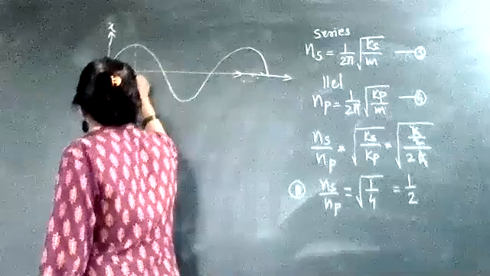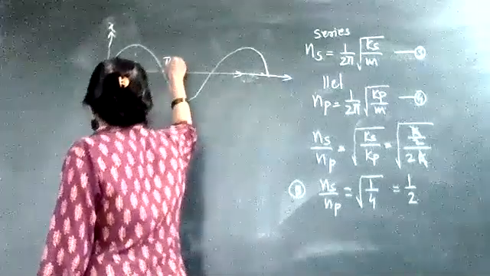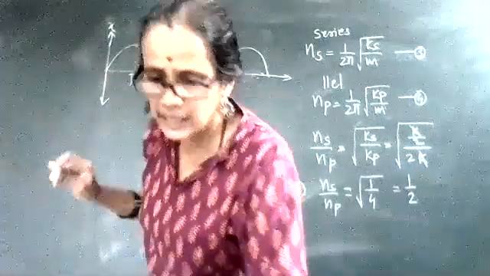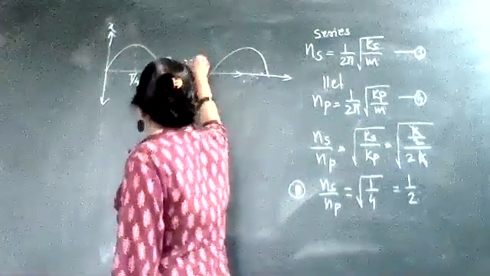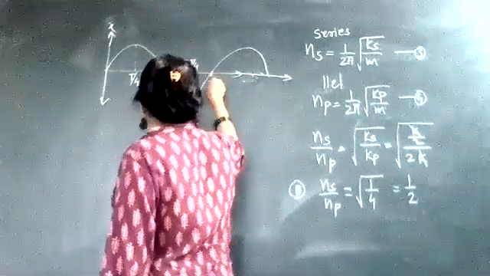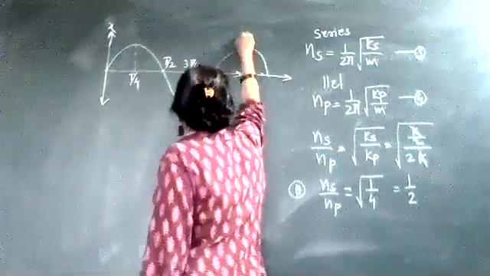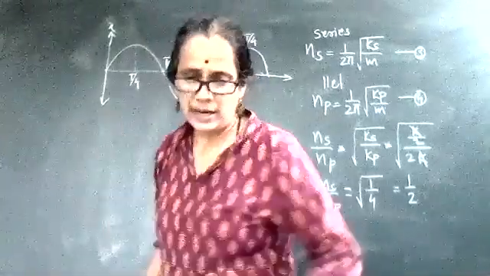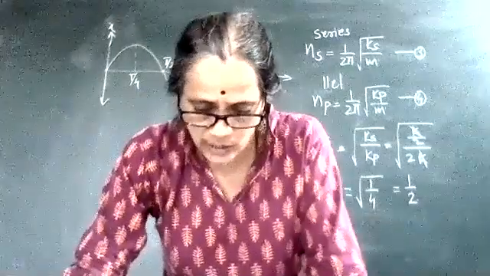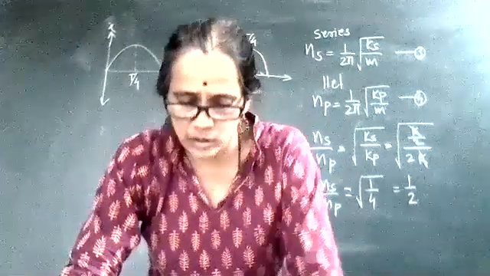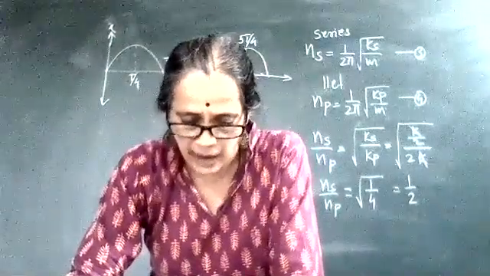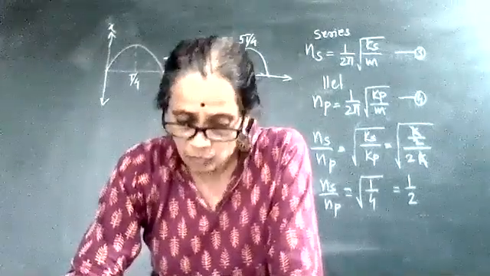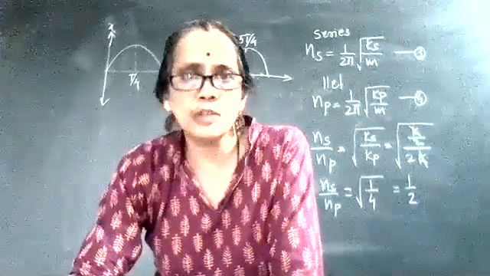Here is your T by 4. At this point, here T by 2. At this point, here it is given as 3T/4. Here complete period T. Then here is nothing but 5T/4. Clear? So like that. Now, what is your question? Graph shows the variation of displacement of a particle performing SHM with respect to time. Which of the following statements is correct for the following graph?